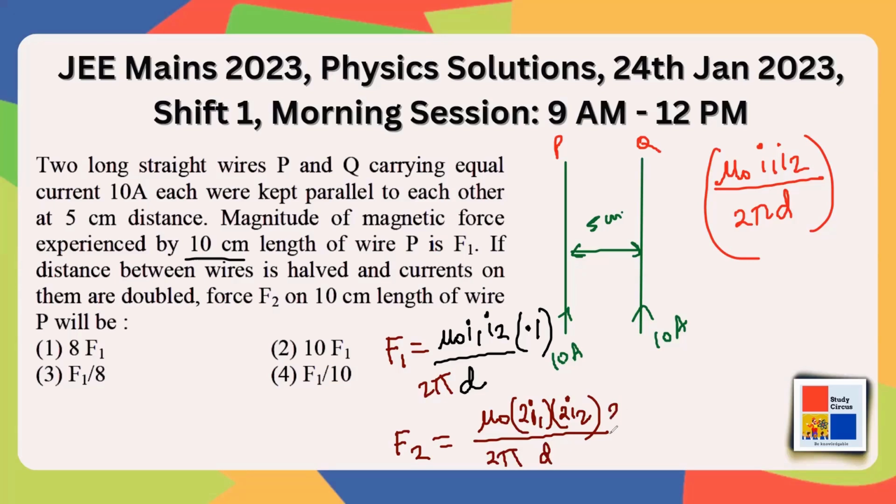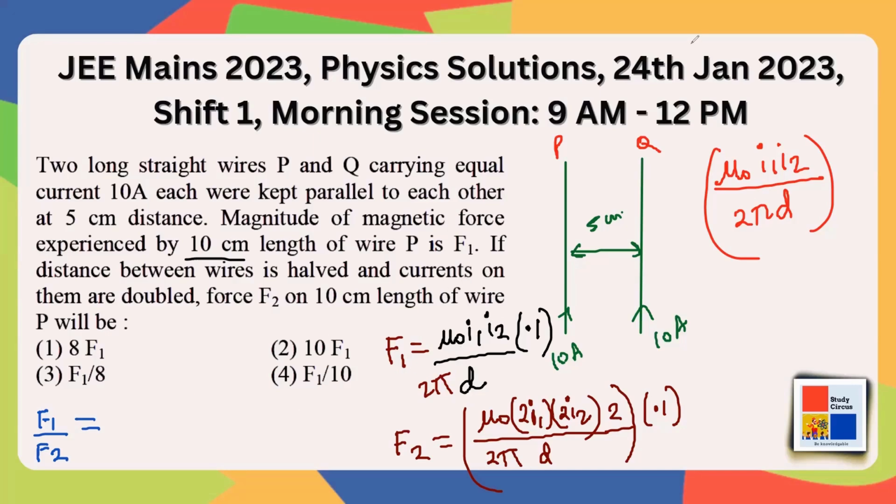So D by 2, 2 will go here. So this is the force per unit length. For 10 centimeters, again, I'll multiply by 0.1, that is the length. 10 centimeter means 0.1 meter, right? So I have to basically find out the ratio of the two. F1 upon F2 is what I have to find out, right? So if I take the ratio, you'll see that the constants will disappear. They will cancel each other out, okay?